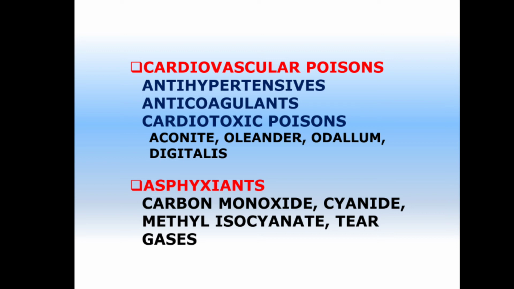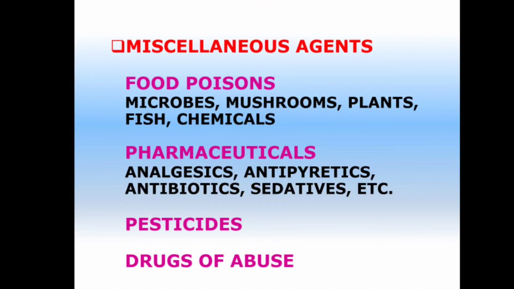And the final group, last but not the least, because it is a huge group and some of the most important poisons are classified here, comprises the food poisons, which may be poisoning due to microbes or mushrooms or plants or fish or chemicals. You also have a huge category of pharmaceuticals. Not possible to list everything here. Again, the main domain is pharmacology, but they do have toxicological ramifications. And then, of course, pesticides. Many pesticides also can be classified here because they need a separate kind of category. And substances of abuse. These are the miscellaneous agents.